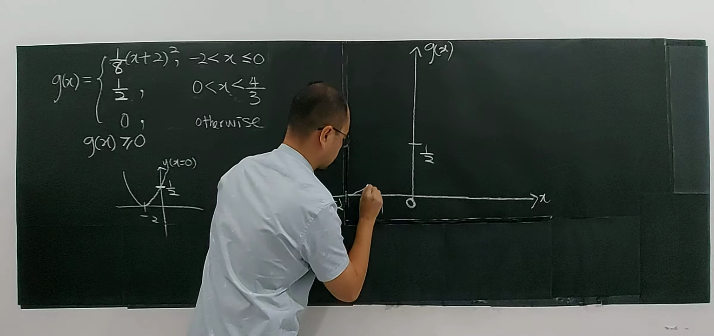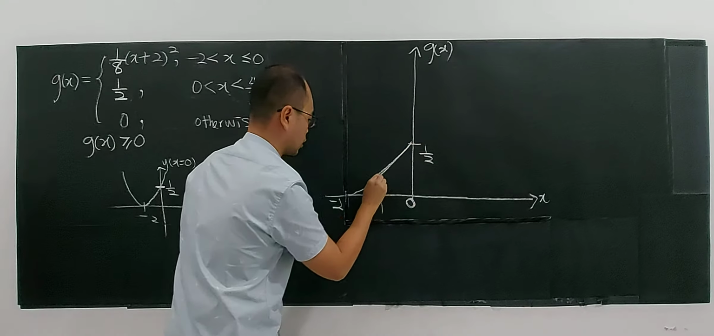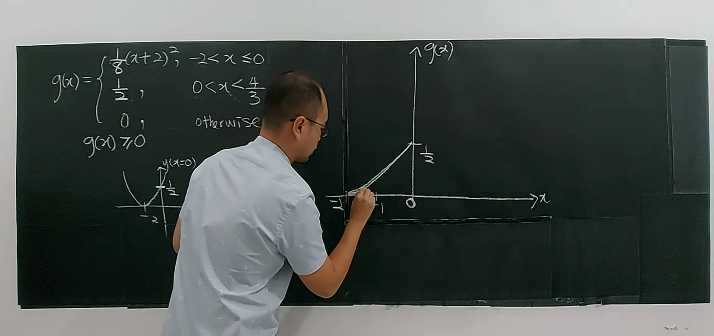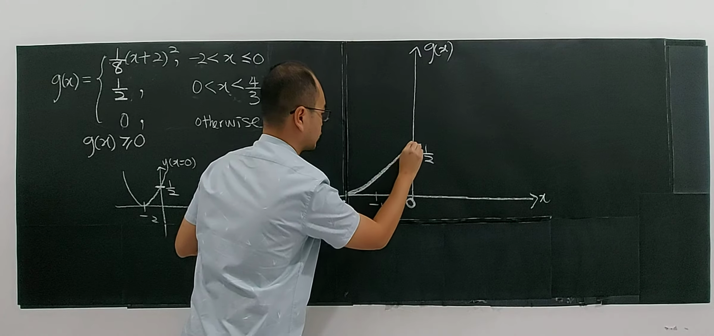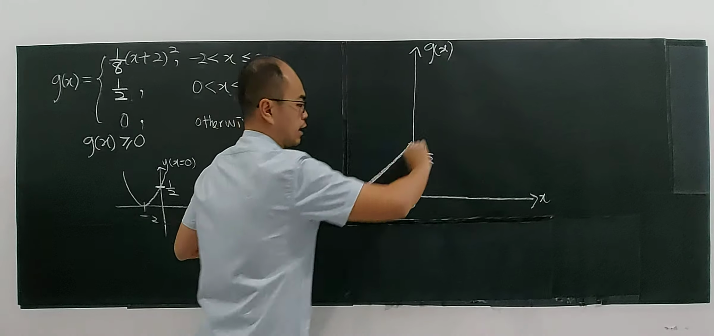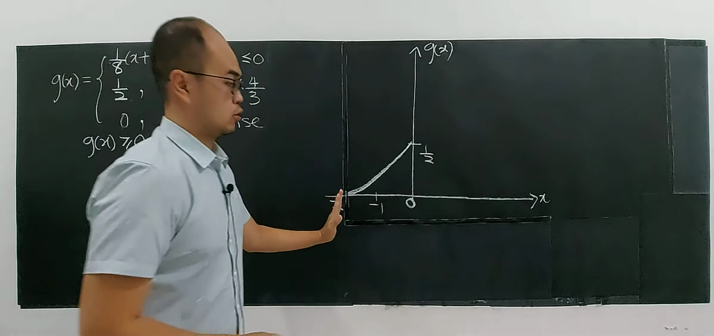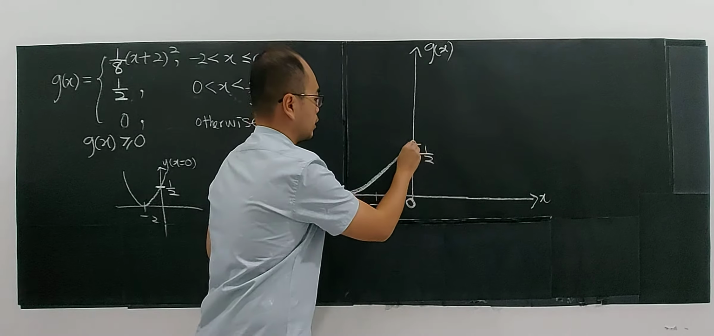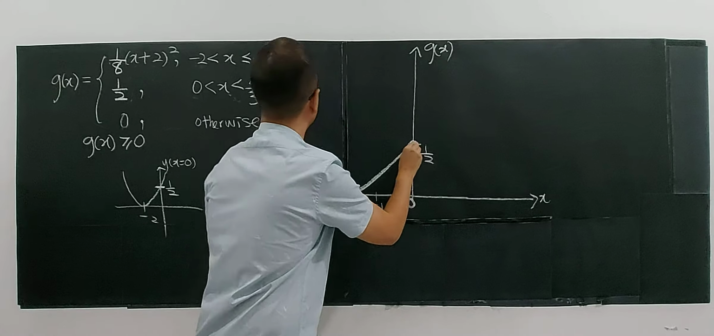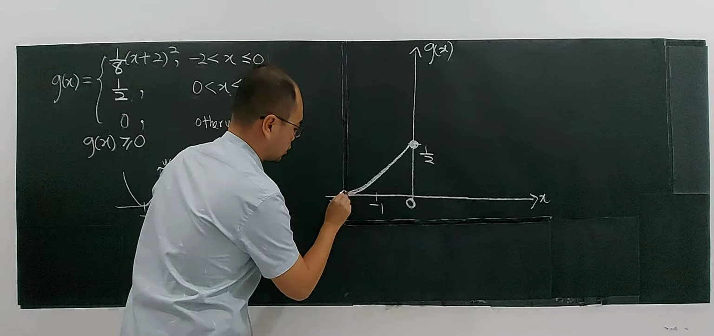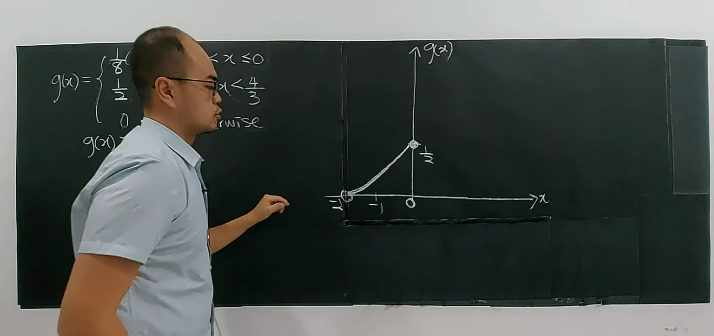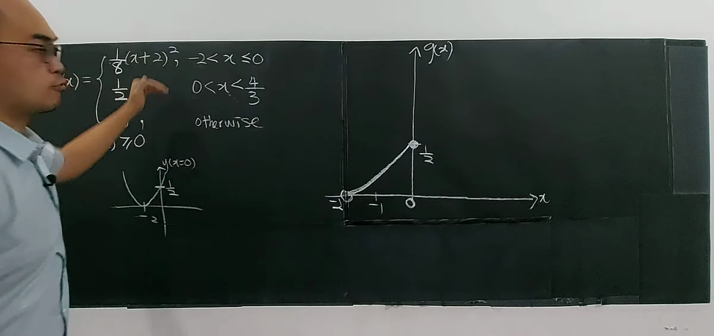There is a quadratic curve here. Let me thicken the graph. It's supposed to be a full quadratic curve, but we just want the part from -2 up to 0. Here it is included, so there is an equal. At the other end it's not included, so an empty circle here. So now I have sketched the graph for this part.